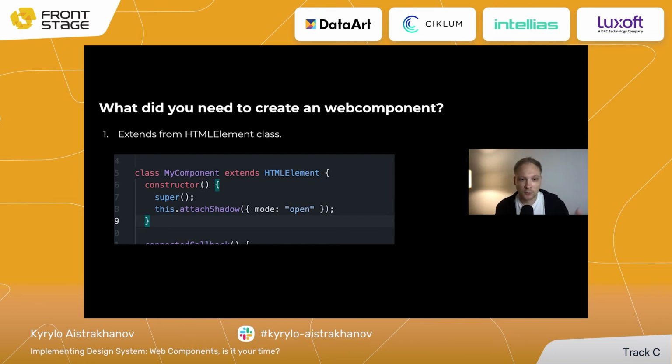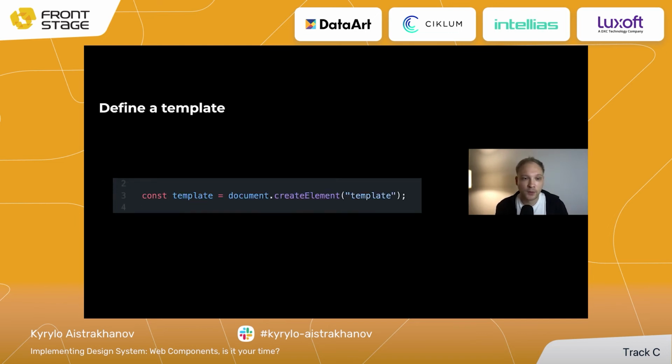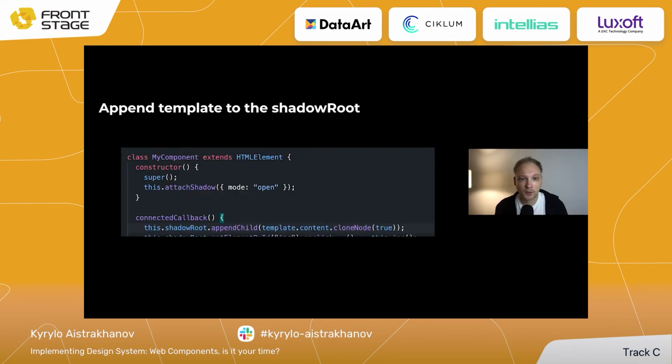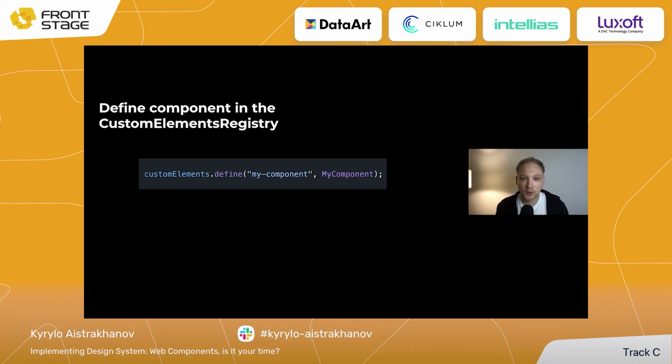Of course, we need to extend our custom element from HTMLElement. We need to define a template to write some markup there. We need to append the template to the shadow root. Shadow root can be attached to any DOM element of the light DOM. And then we need to define the component in the custom elements registry.